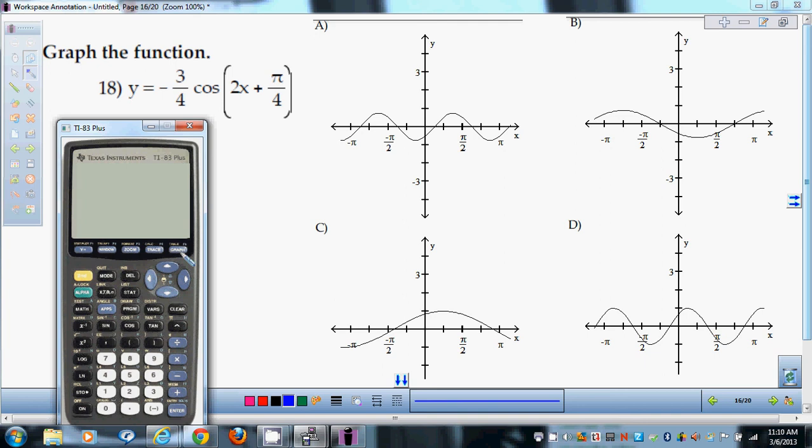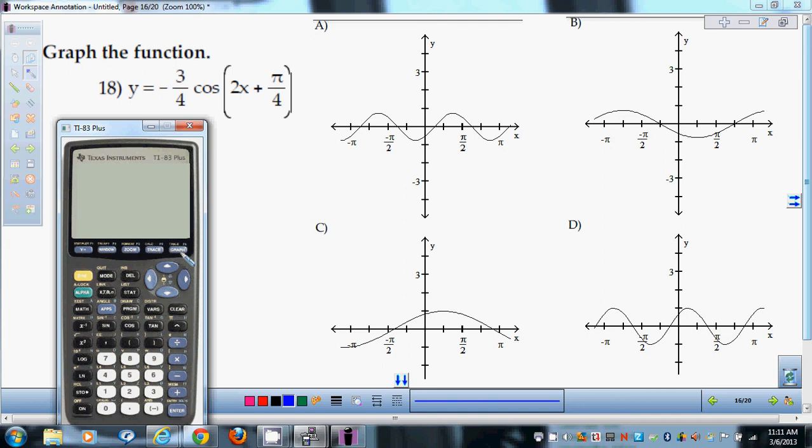Okay. Questions? Does it look better now, Bridget? Number 19. Use periodic properties to find the exact value of the expression.